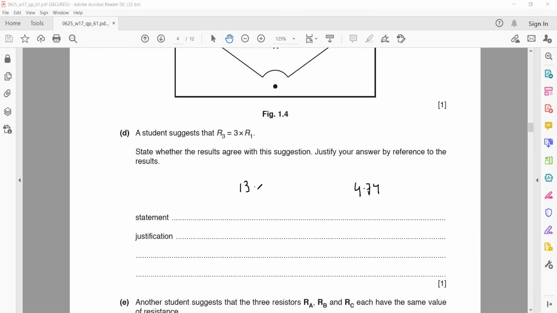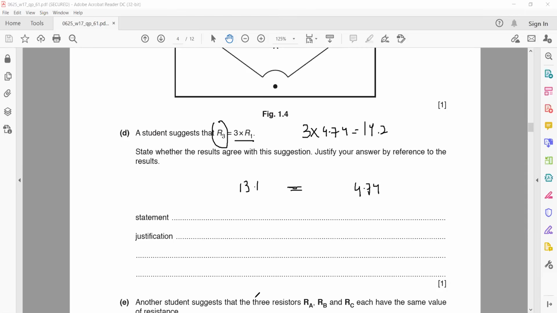So what does the student suggest? The student suggests that the value of R3 is 3 times R1. So if I multiply 3 with the R1 value, which is 4.74, 3 into 4.74, what is the answer? That is coming out 14.2.